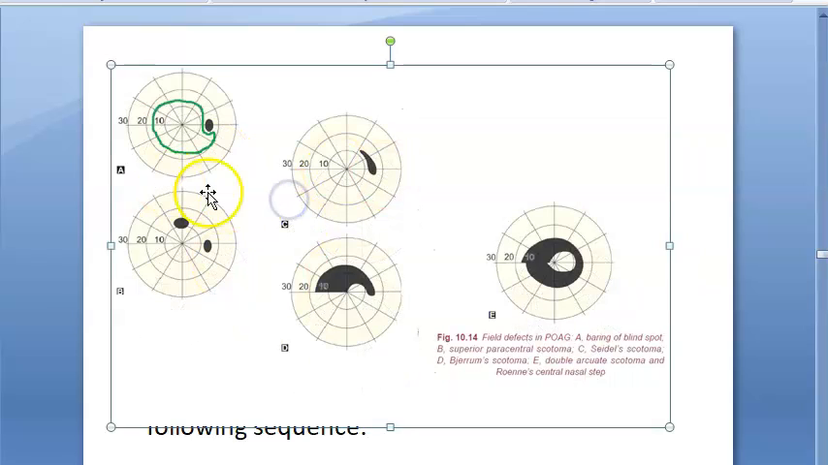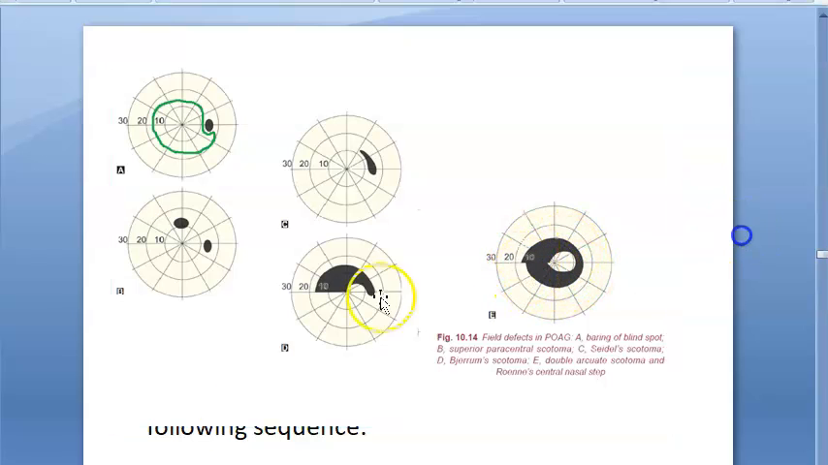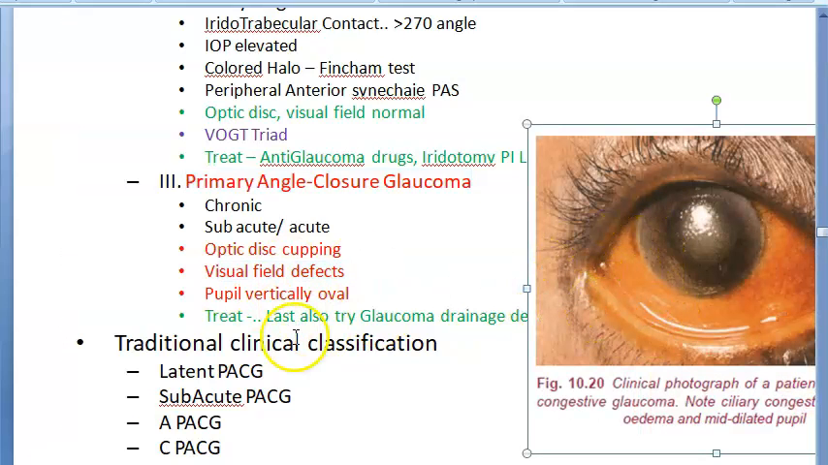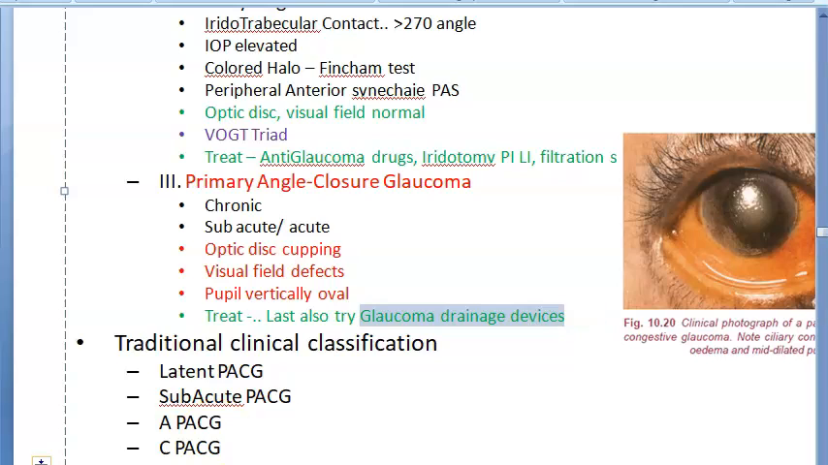You remember these photos showing you enlargement of the blind spot, that isopter contraction. Then you have this superior paracentral scotoma. This is the Seidel scotoma. This is the arcuate scotoma. This is the double arcuate scotoma with the Ronne's central nasal step, right? Very similar, you will have the same visual field defects in angle closure glaucoma also. Even their pupil can be vertically oval. Then how will you treat these people? Very similar to whatever you saw here, you will treat. And then you can also try some glaucoma drainage devices, something like this.